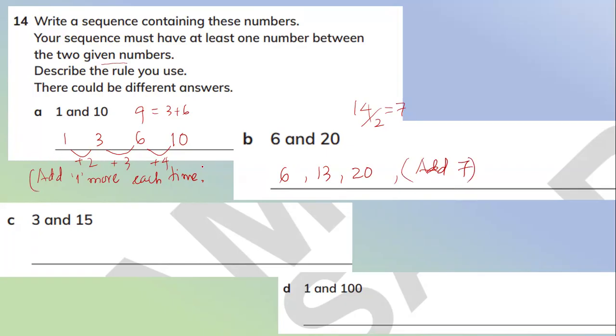Next, 3 and 15. The difference between 3 and 15 is 12. 15 is a multiple of 3, and the difference is 12. So we can do multiples of 3: 3, 6, 9, 12, 15. Our term-to-term rule is add 3.